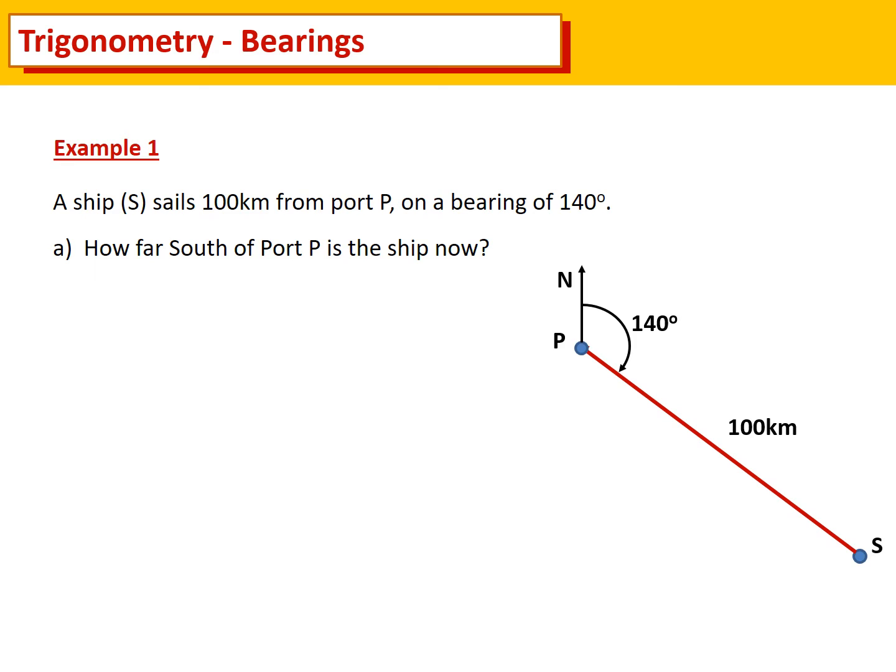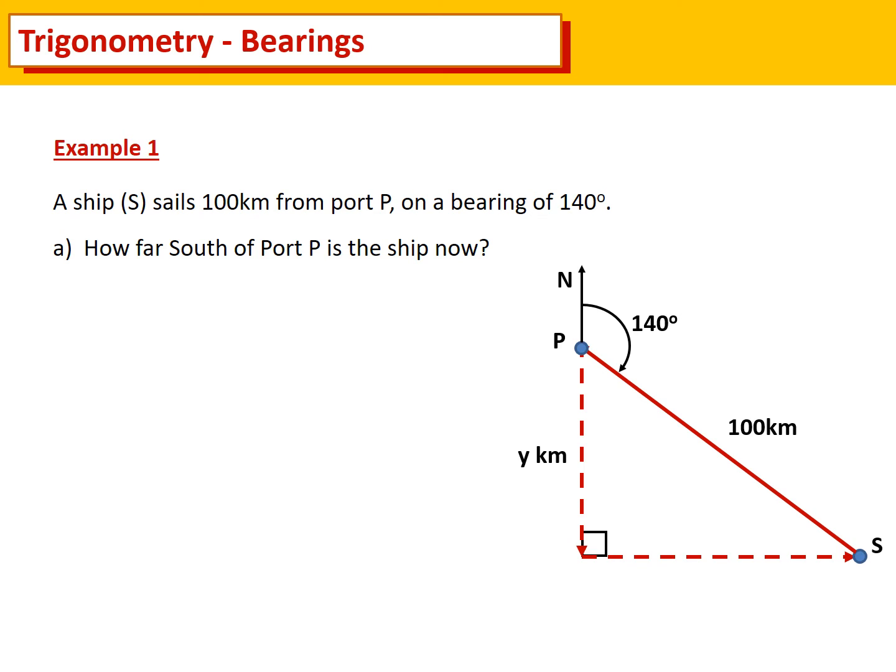Now the question is actually saying how far south of the port is the ship now. So the ship's here. We know it's 100 kilometers away, but where the port is, where the red blob is, how far south is the ship? That would be this distance straight down, because that would be south from the port P. So we'd mark in the distance south. And to complete our right angle triangle, we draw the distance across as well to the ship.